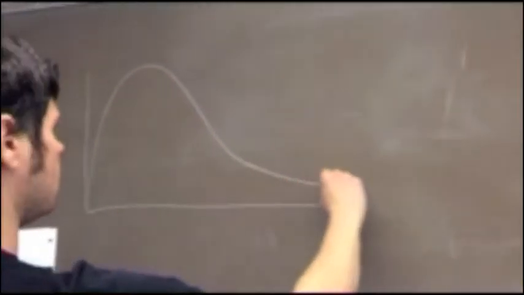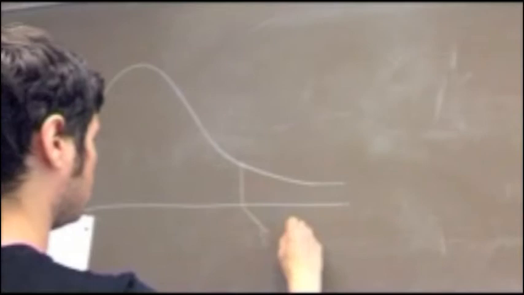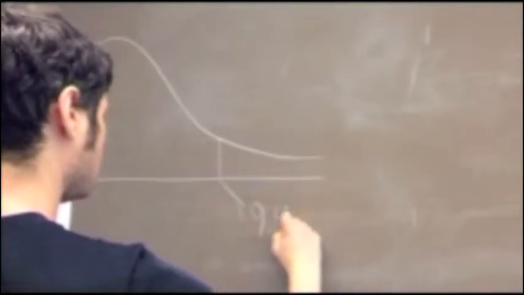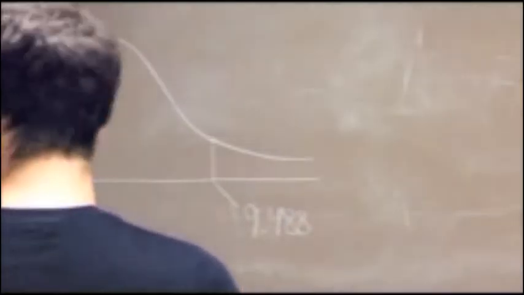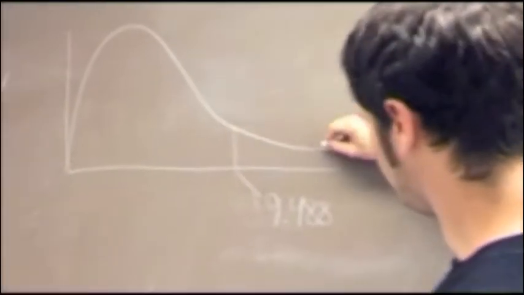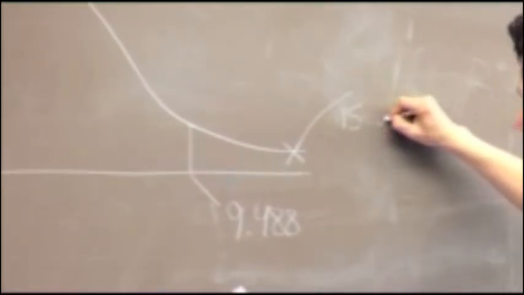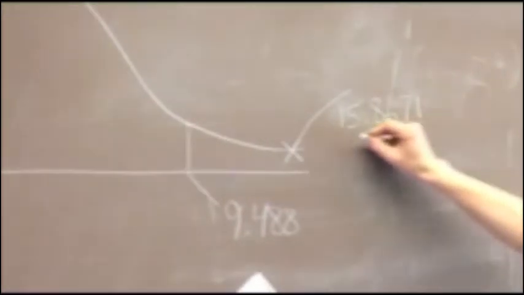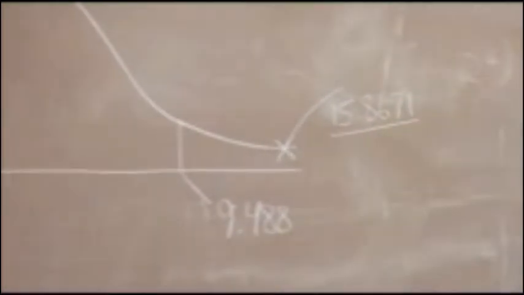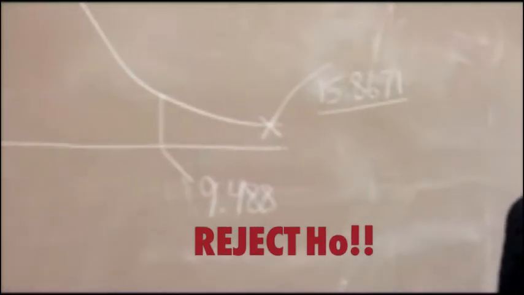So here we are at a 0.05 significance level with 4 degrees of freedom, which brings us to 9.488 as our critical value. Well, we are way out over here. We all know what this means. Reject H naught.